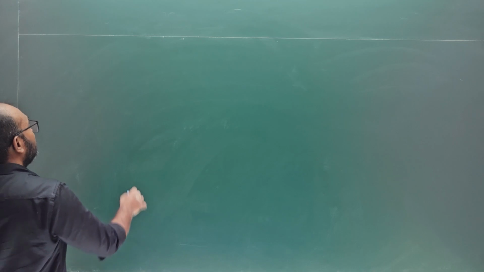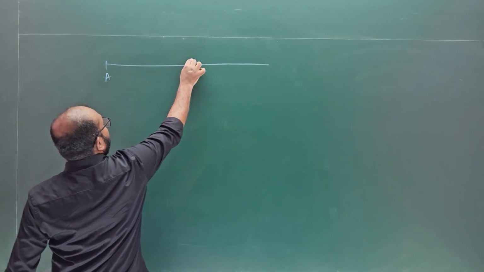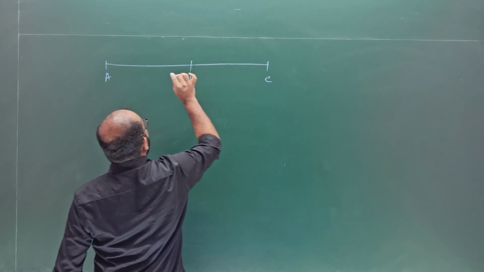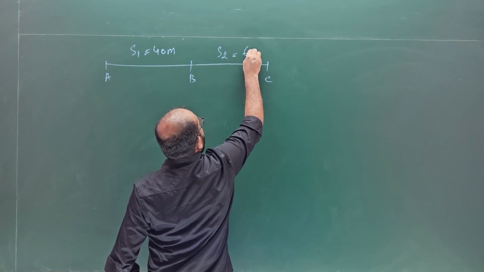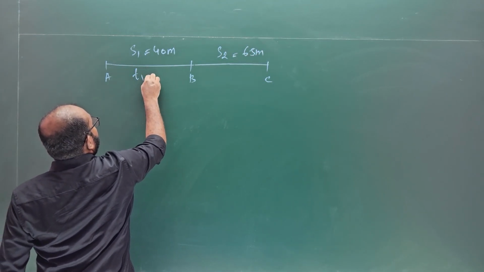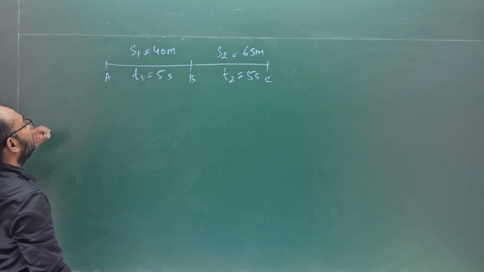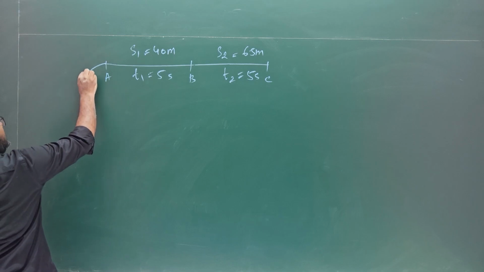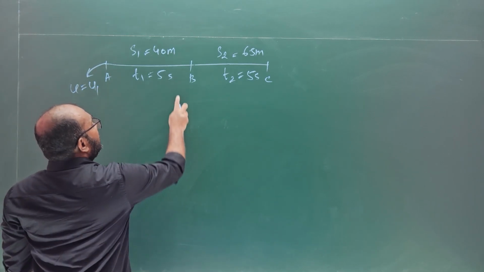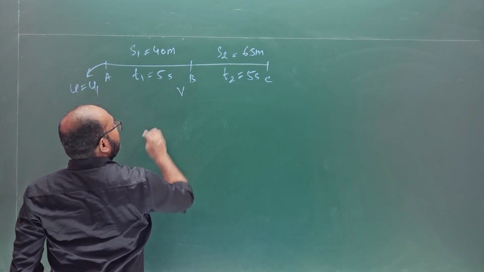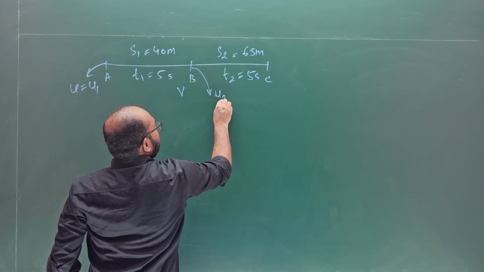Okay, shall I now? What are the given quantities in the question? The body traveled from A to B, then to C. s1 is given, 40 meters. s2 is given, 65 meters. t1 is equal to 5 seconds and t2 is also given, 5 seconds. We don't know the initial velocity at this point. So considering at this point u = u1, and between A to B the final velocity is v, and for B to C at this point can I say u2 is also equal to v?